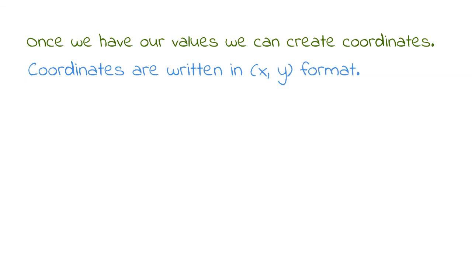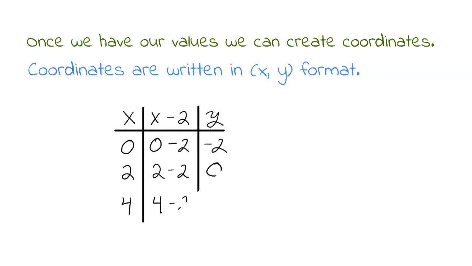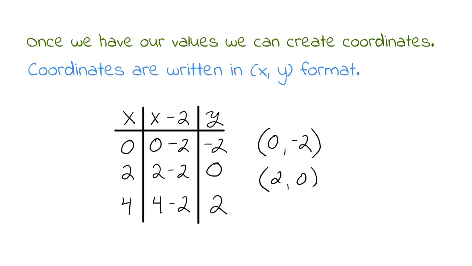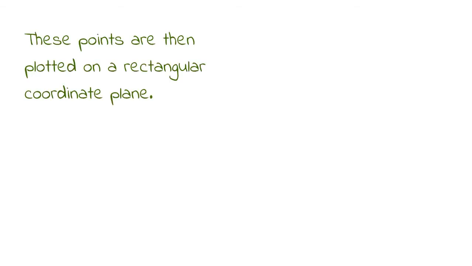Once we have our values, we can create these coordinates, and they're written in what's called an XY format. The x is always first, and then the y is always second. So our points are (0, -2), (2, 0), and (4, 2). These points are then plotted on a rectangular coordinate plane: (0, -2), (2, 0), and (4, 2).